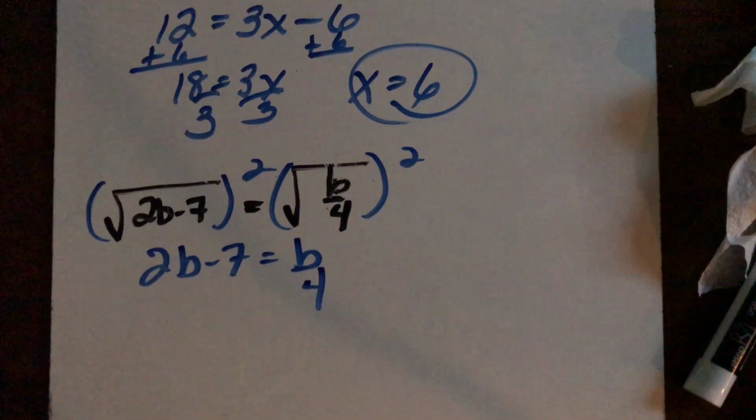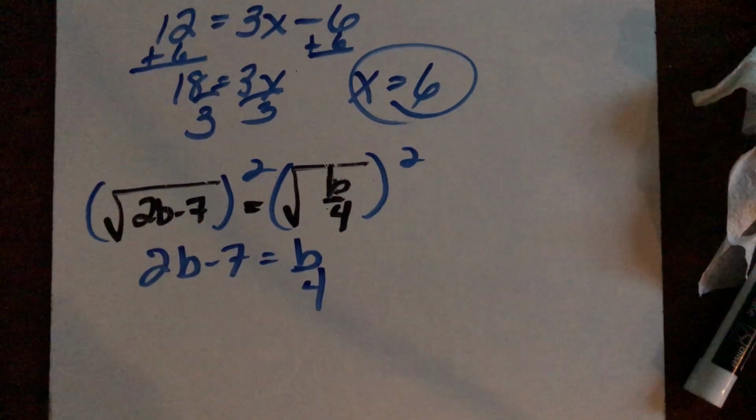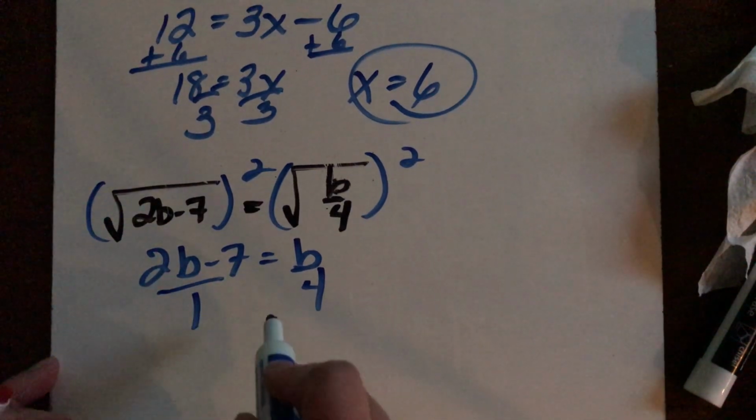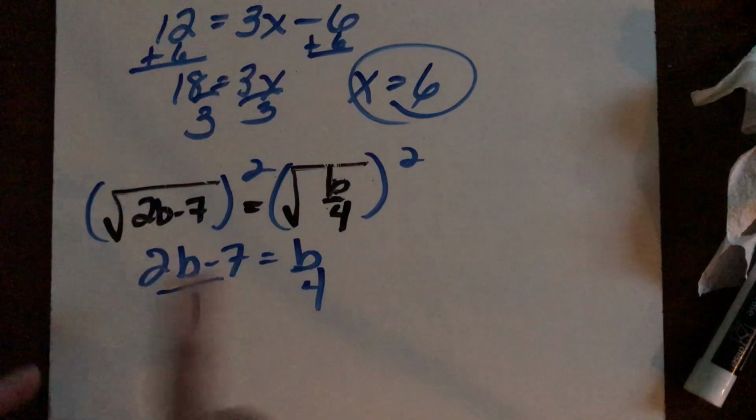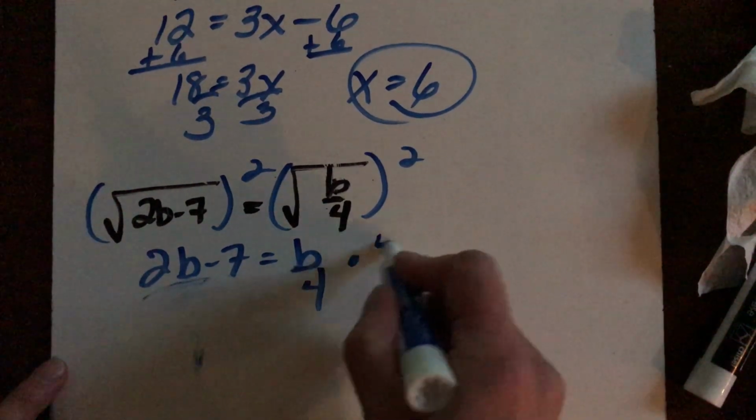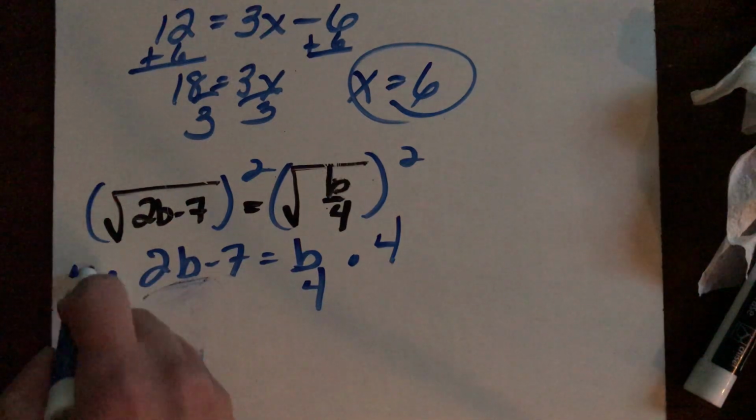All right, one side's a fraction, one side's not a fraction. So I'm going to turn this into a fraction and put it over 1. And guess what? I'm just going to multiply. Oh, I could cross multiply. I think I'll just multiply by 4. That'll be easier. So I'm going to multiply this side by 4. And then I'm going to multiply this side by 4.